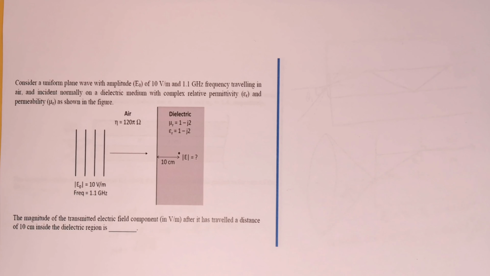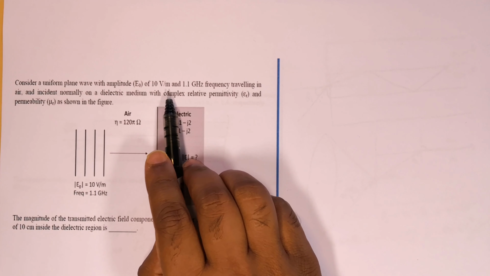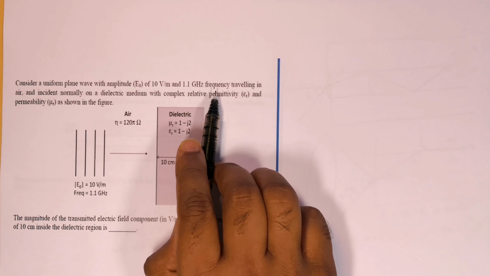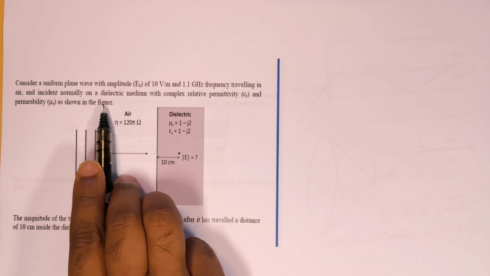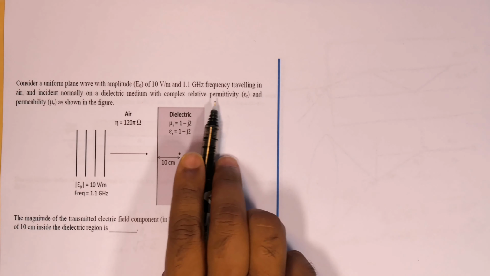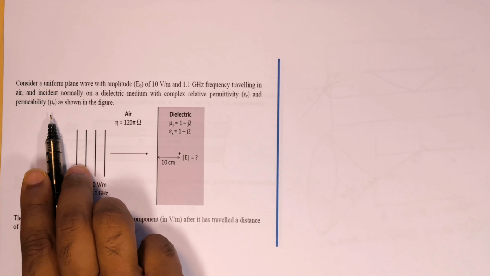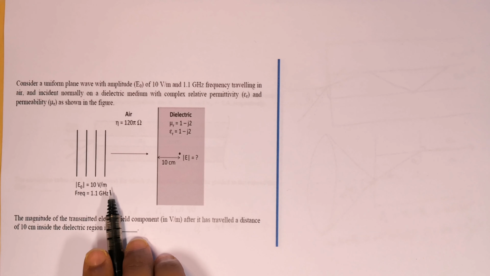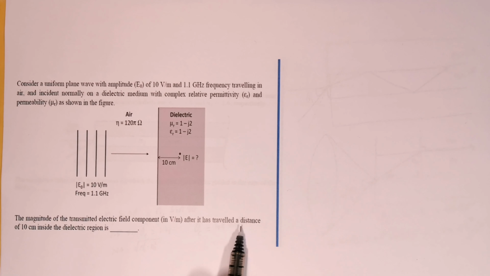Consider a uniform plane wave with amplitude E naught of 10 volt per meter and 1.1 gigahertz frequency traveling in air and incident normally on a dielectric medium with complex relative permittivity epsilon r and permeability mu r as shown in the figure. The magnitude of the transmitted electric field component in volt per meter after it has traveled a distance of 10 centimeter inside the dielectric region is.